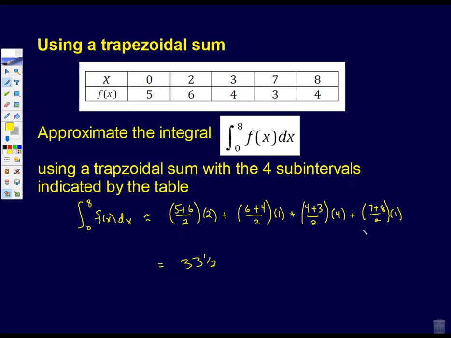There were 4 terms. The first one had a jump across of 2, from 0 to 2. Then from 2 to 3, the jump was 1. Then from 3 to 7, the jump was 4. And then from 7 to 8, the jump is 1. And so I'm averaging the function values each time, noting the different widths of the jumps. And I got my grand total to be 33.5. So again, we don't have any guarantee of the exact value of this definite integral, just an approximation using the trapezoid method.